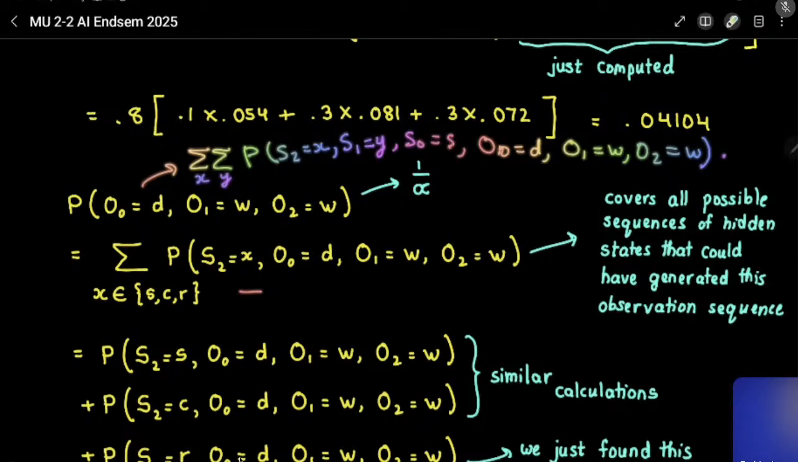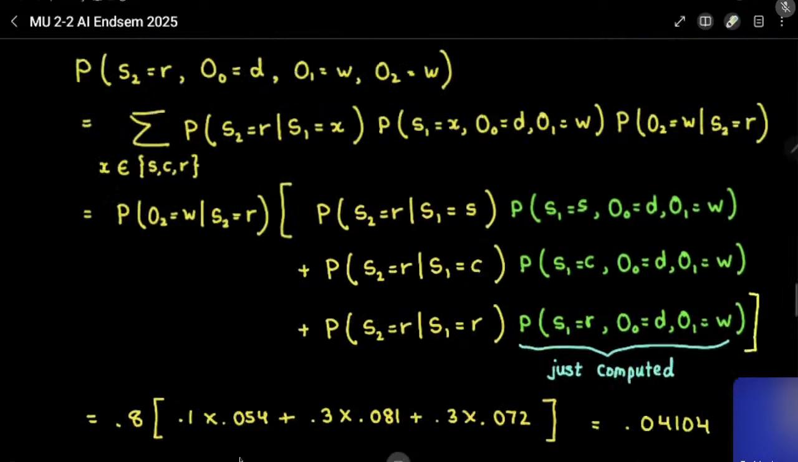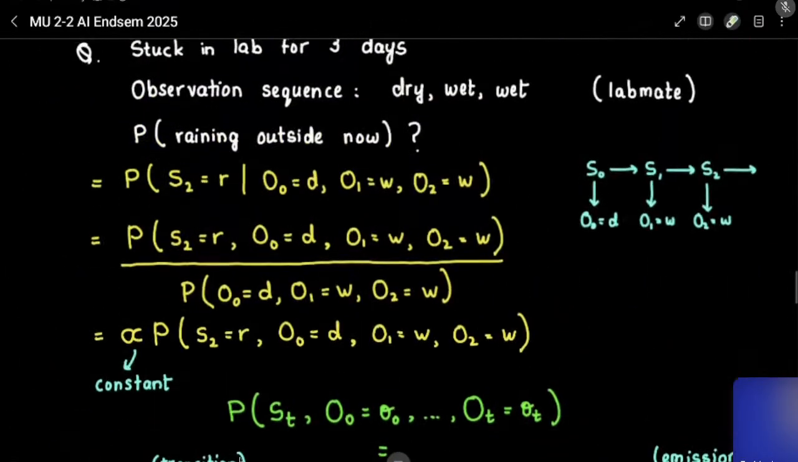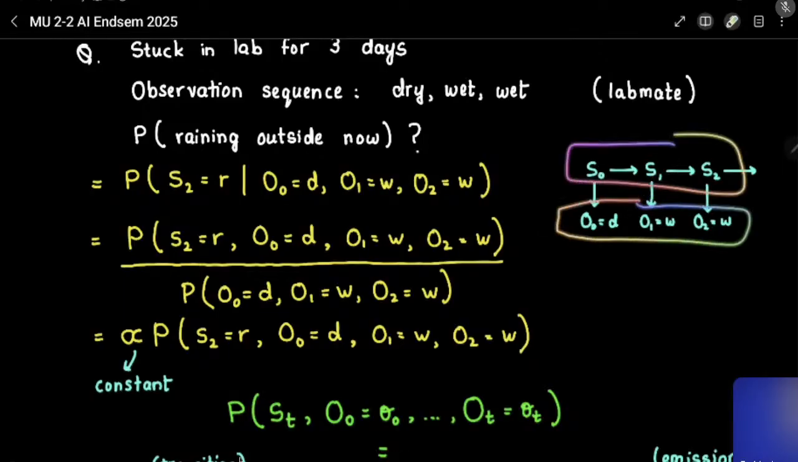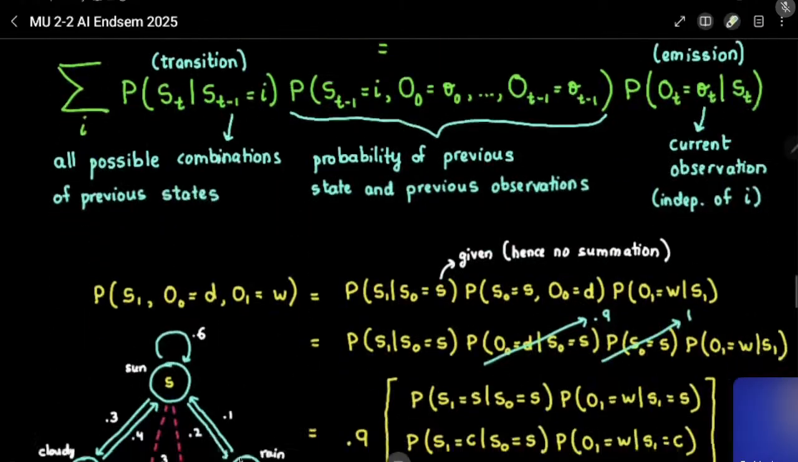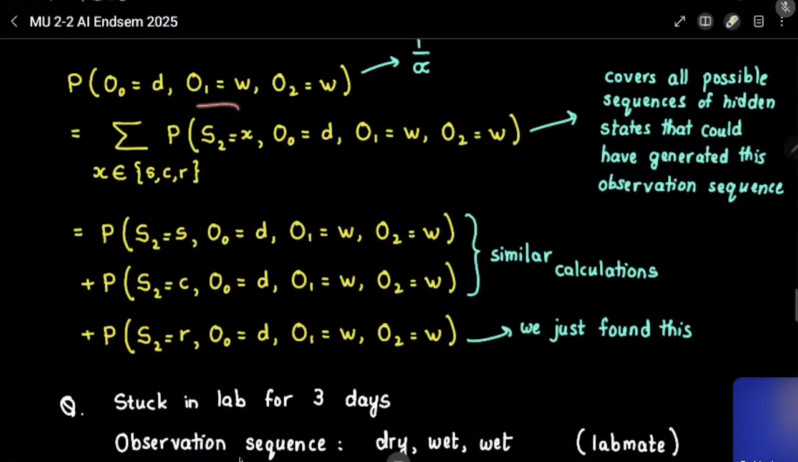Instead of introducing S1 here itself, let us simply introduce S2. See, what I'm trying to do here is introducing all the variables concerned from the Bayesian network. So if you have O0, O1, O2, it means you should have S0, S1, S2 as well. But as a first step, I will simply introduce S2, and I look at all possible combinations that S2 could take. So S2 could be sunny, cloudy, or rainy.